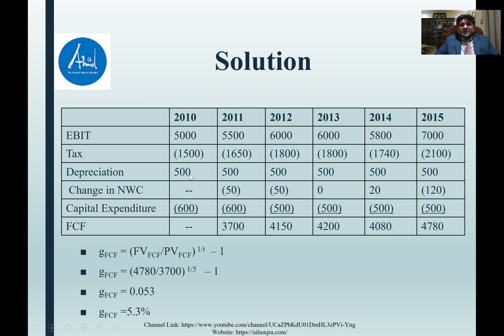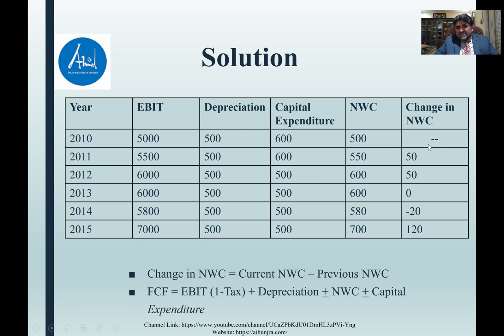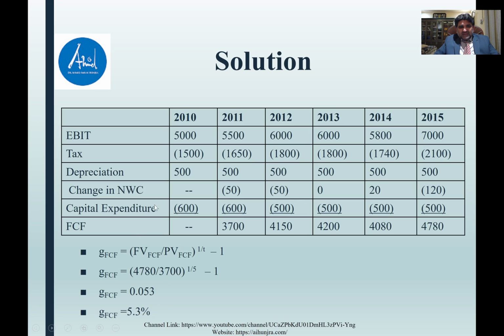Depreciation in the formula is going to be added, so that will be plus, and we will place it here. Now change in net working capital, look at the previous slide. To calculate the change in net working capital of 2010, we must have the value of 2009. If we don't have the data of 2009, then we put a dash here. So in 2010, change in net working capital has no value.